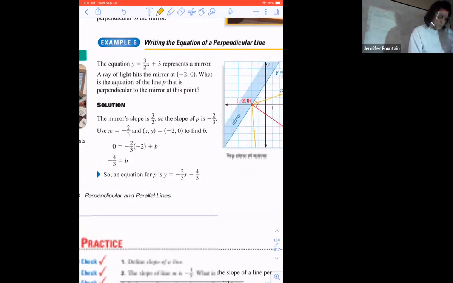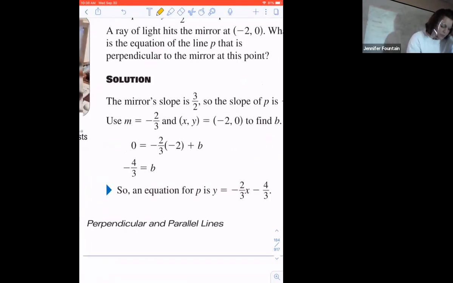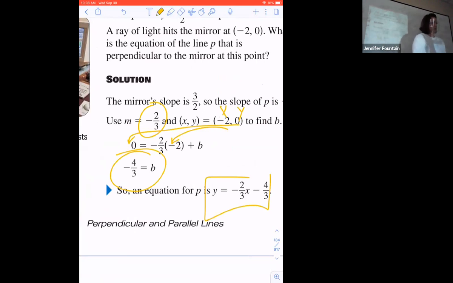Last example in here. Equation y equals 3/2 x plus 3 represents a mirror. A ray of light hits the mirror at -2, 0. What is the equation of the line p that is perpendicular to the mirror at this point? So again, we know the slope is 3/2. So the negative reciprocal would be -2/3. We know that we have the point -2, 0. So again, -2 is x, 0 is y, plug in x here, plug in y here, solve for b. We know that the slope is the negative reciprocal, so we plug it into the equation.